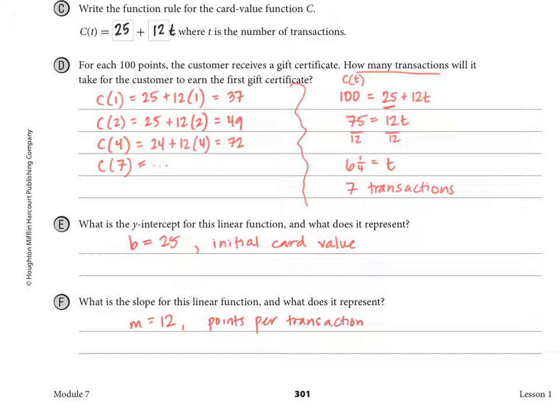Slope is always going to be a unit rate or a rate. So it's going to be points per transaction, or miles per hour, or meters per second, or gallons per minute, something like that.